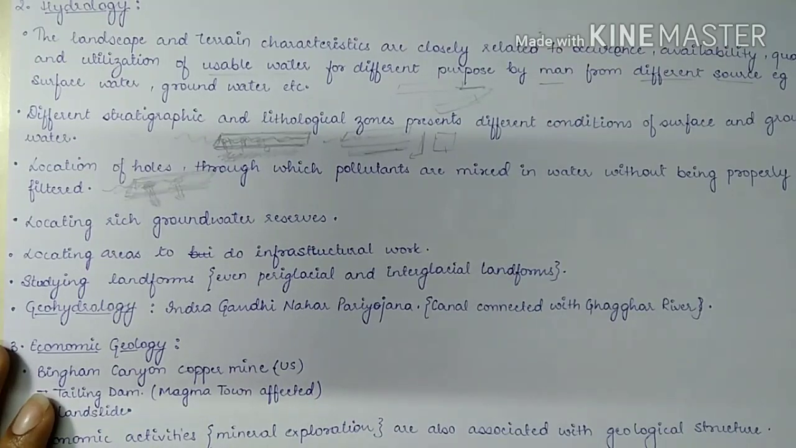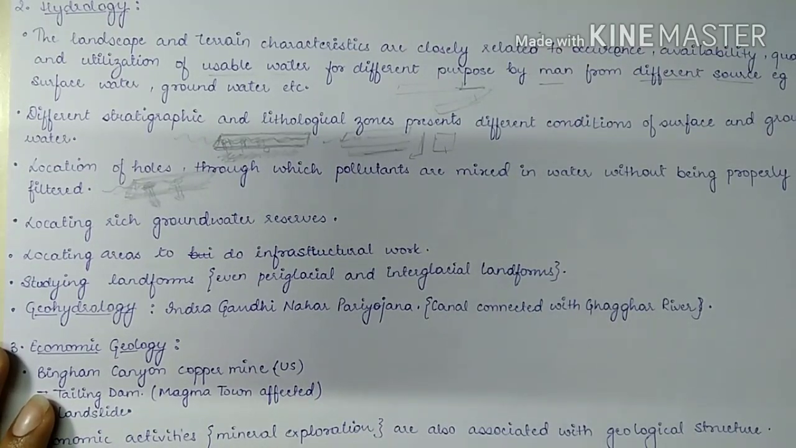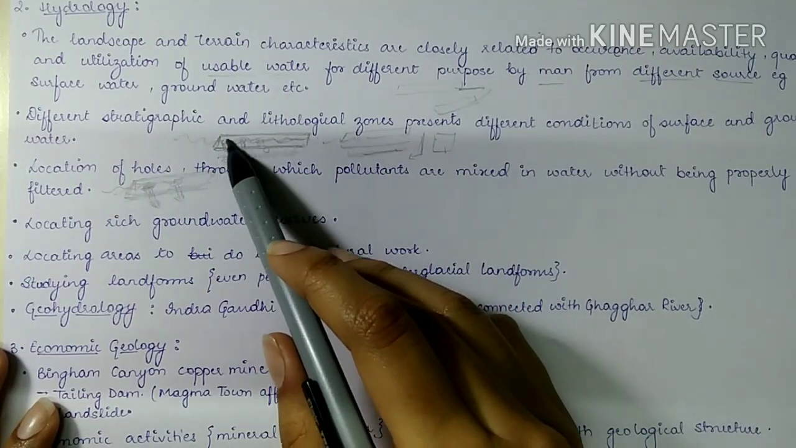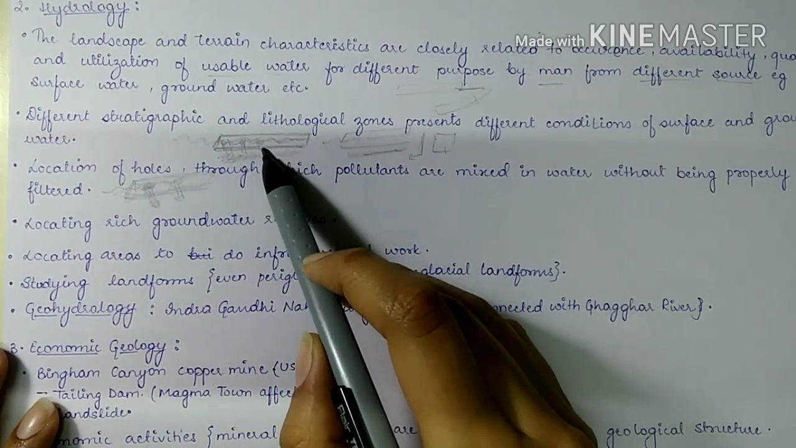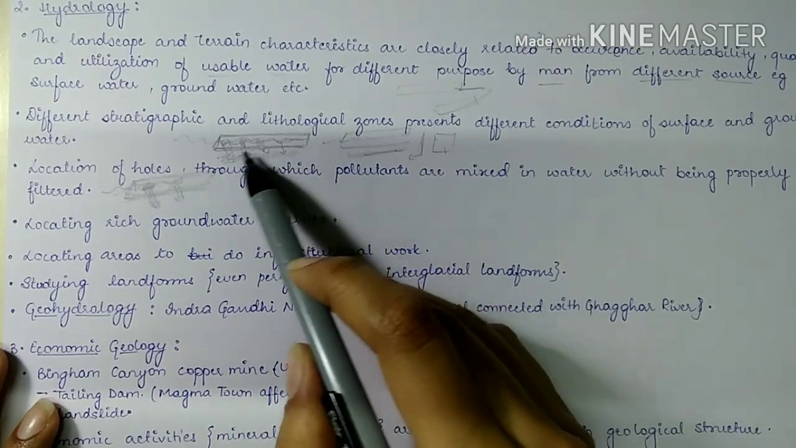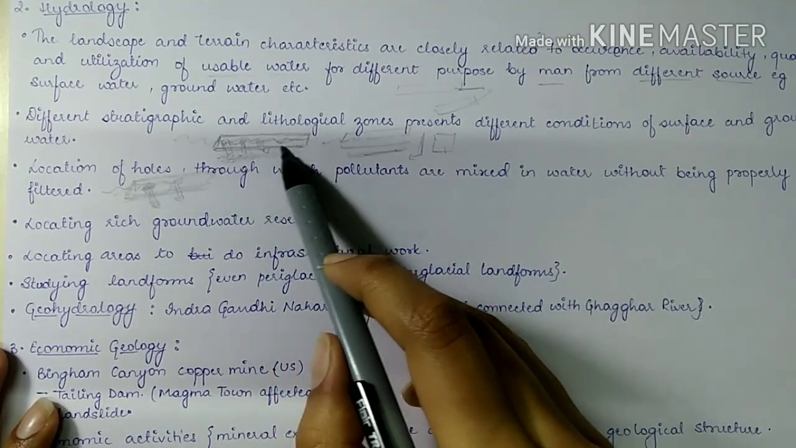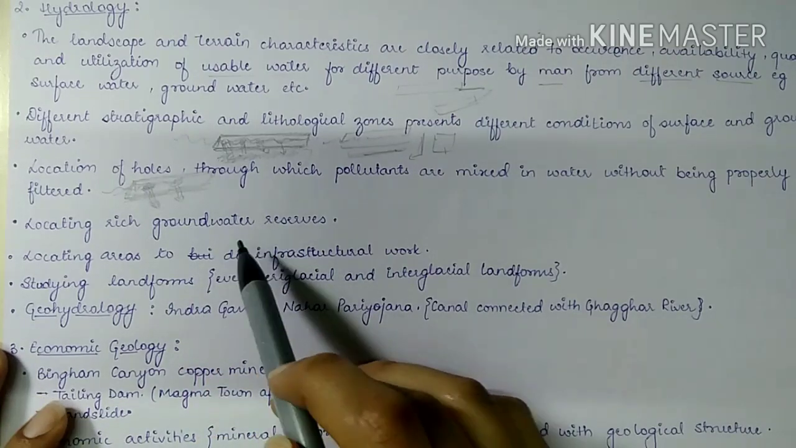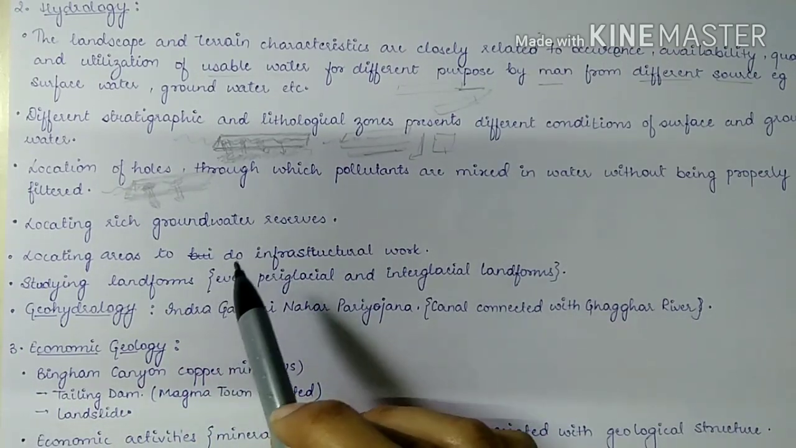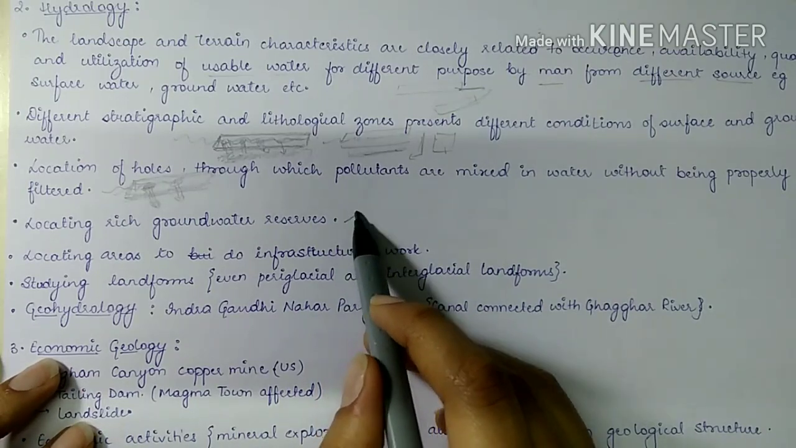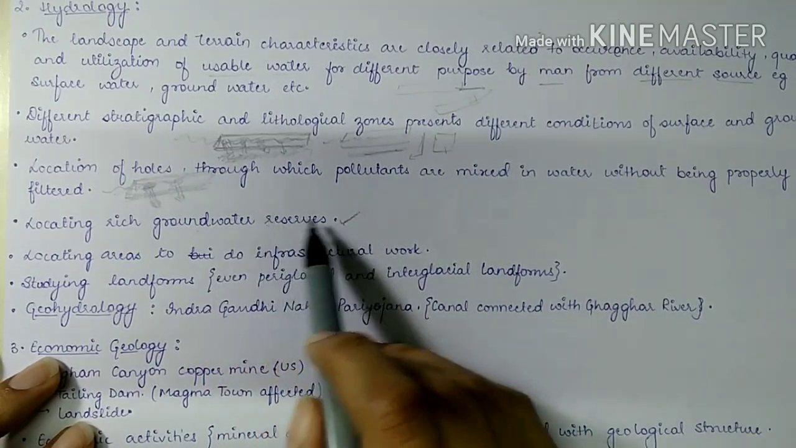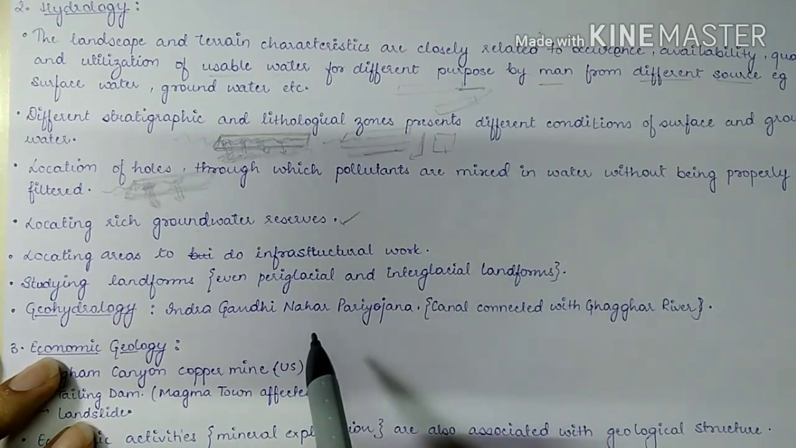But there is another thing: if we have a porous area, then as I told you, the rate of penetration of water will be more, and as the rate of penetration of water is more, there will be a rich groundwater reserve in the area. So the location of rich groundwater reserves is also done in applied geomorphology.